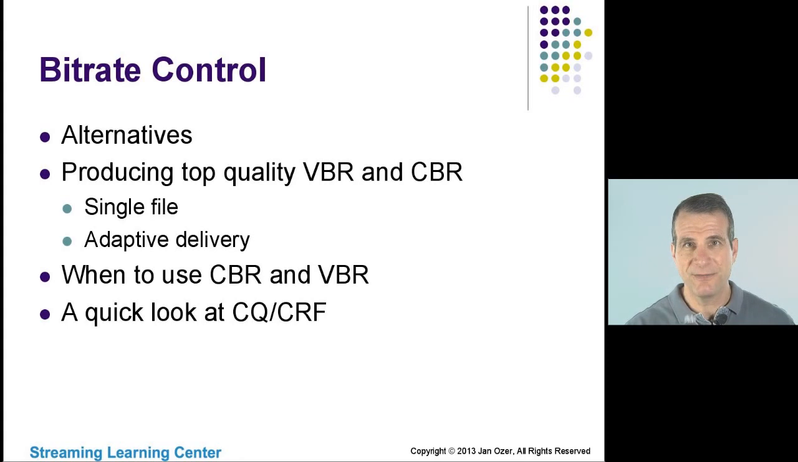Okay, here's our mini agenda for the bitrate control. We'll talk about what the two alternatives are and how they differ, how they differ for both single file and adaptive delivery, and then when to use each. And then we'll take a quick look at a technology called CQ or CRF, something some of you may be familiar with. It's not typically used in streaming, but I wanted to just touch on it so there wouldn't be any confusion about it.